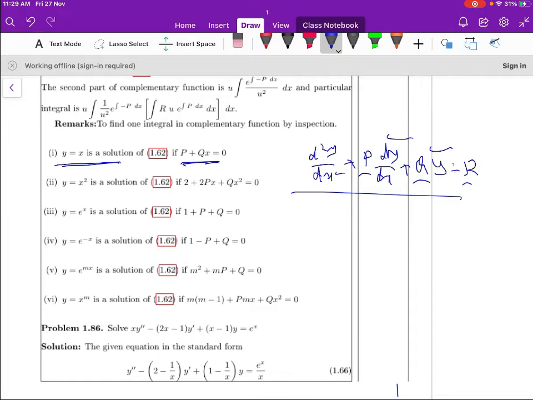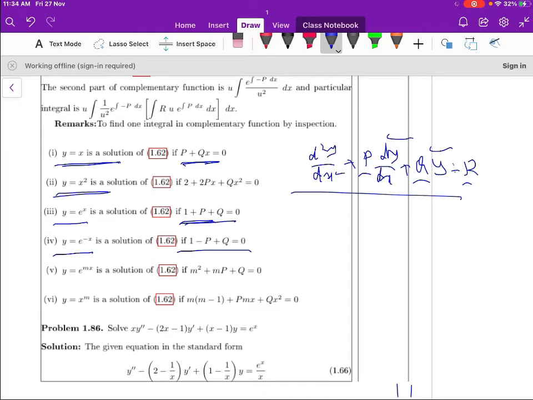Suppose if 2 plus 2 p x plus q x square is equal to 0, then we can take y is equal to x square as the first part of the complementary function. Suppose if 1 plus p plus q is equal to 0, then we can assume that y is equal to e power x is the first part of the complementary function. Suppose if 1 minus p plus q is equal to 0, then we can consider y is equal to e power minus x is a solution or first part of the solution.